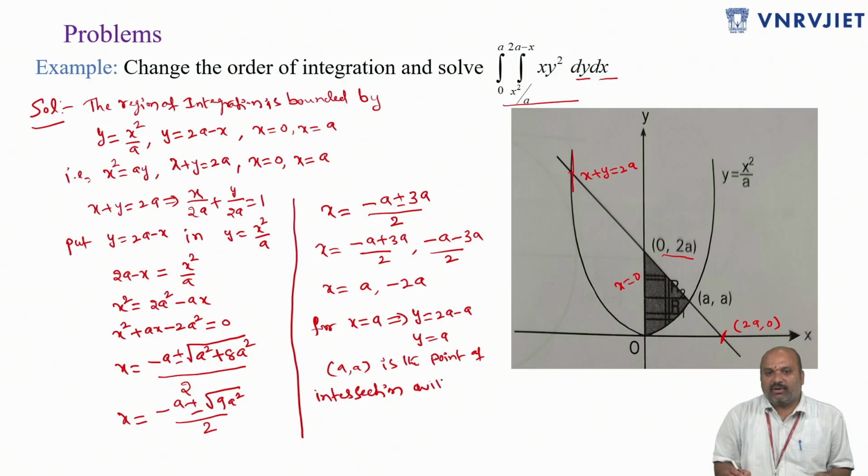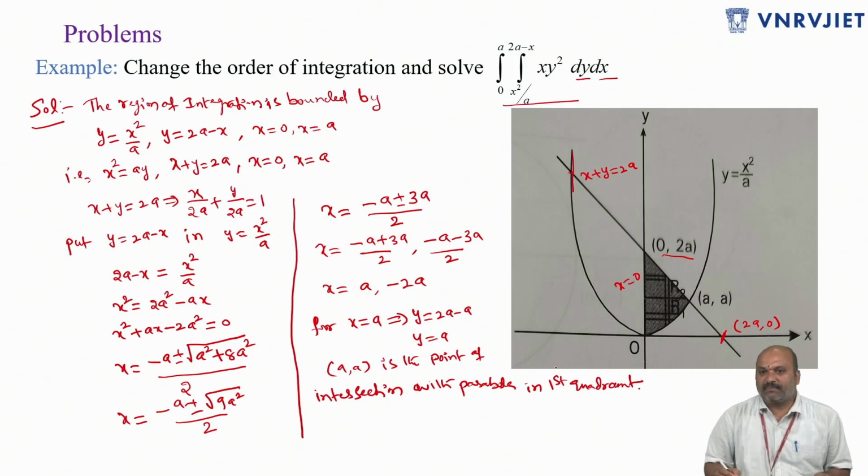with the parabola in the first quadrant, since our interest is only in the first quadrant. Okay, so this is the point of intersection, (a, a). Observe here, x equals a is a straight line which is parallel to the y-axis.